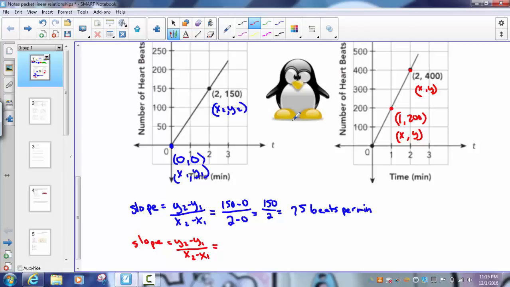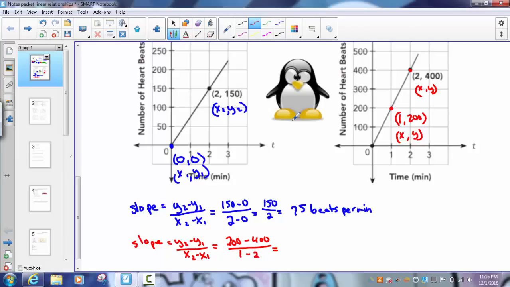Now, I don't have to start with the bigger coordinate. I'm going to start with the smaller coordinate to show you that I get the same answer in the end. So this time, I'm going to start with 200. So I'm going to do 200 minus the 400 is my other y coordinate, divided by, now since I started with 200, I have to start with this x value, the 1. So it's 1 minus 2.